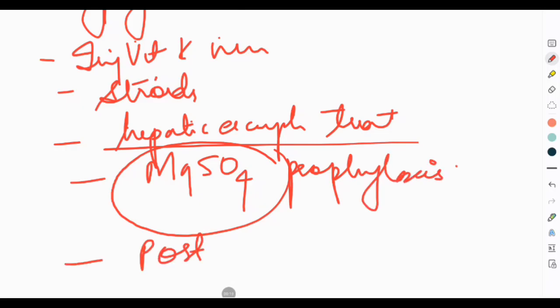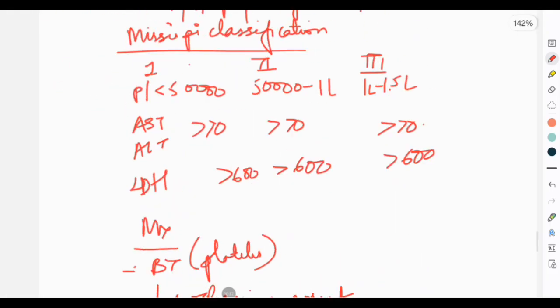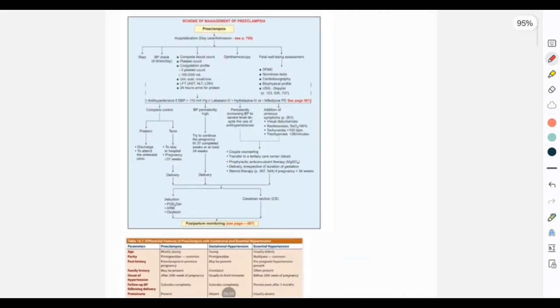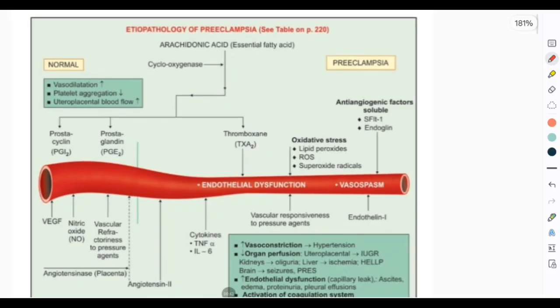Then post-delivery monitoring is mandatory. We move on to the management of preeclampsia, but before that, we will just see a table on the etiology of preeclampsia. So you can see normally there is vasodilation, there is platelet aggregation, and uteroplacental blood flow is increased. That is PGI2 and PGE2.